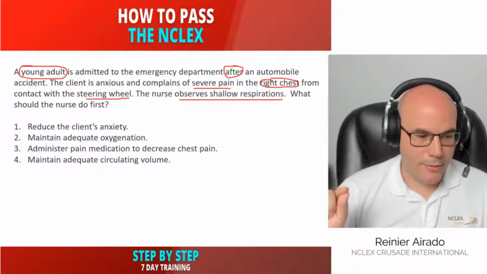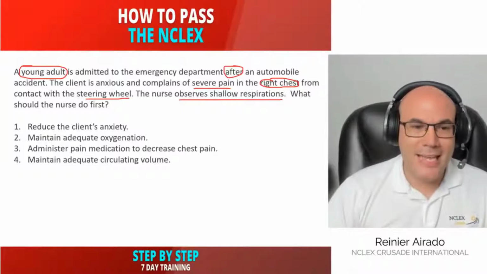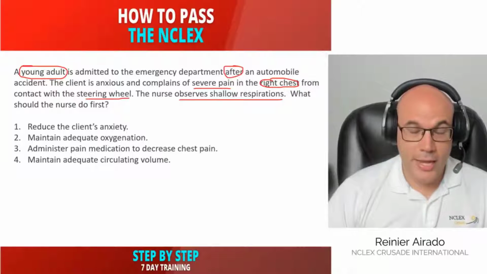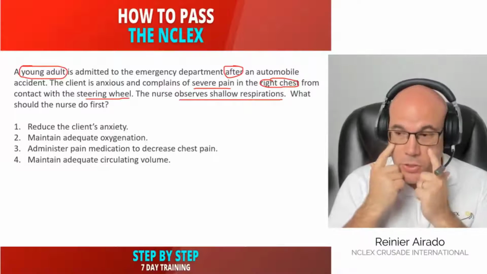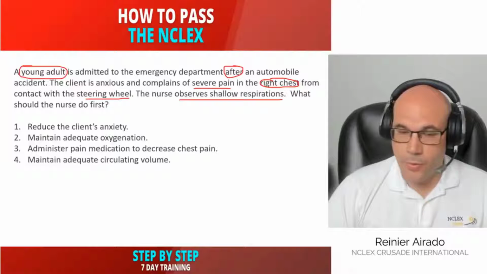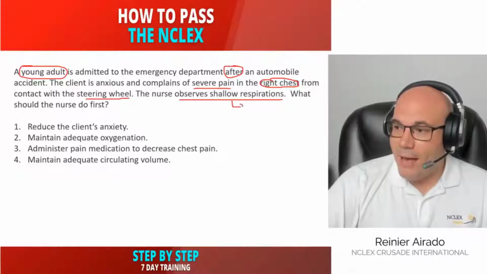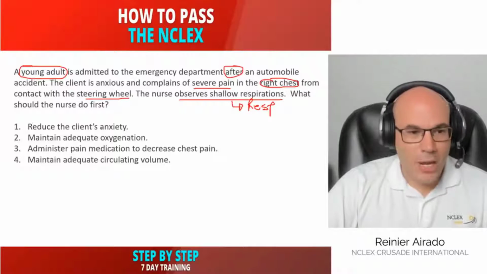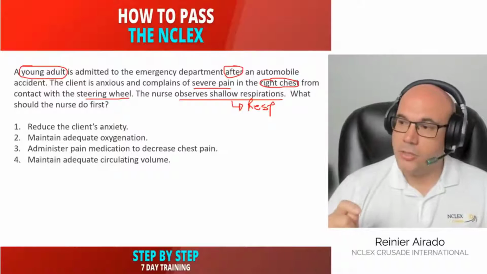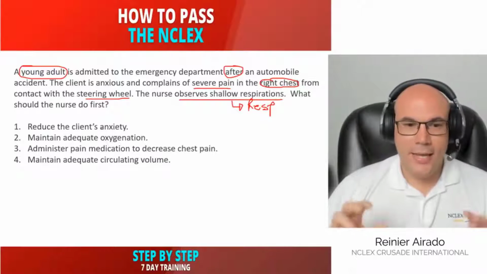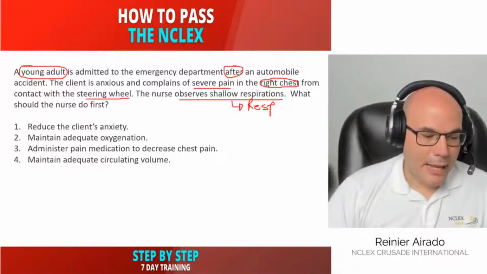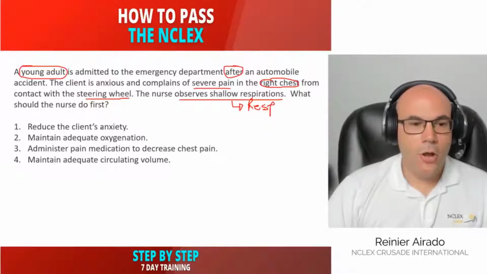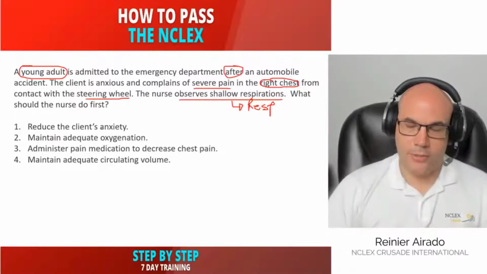Why is this important? The stem of the question is telling you that the nurse did an assessment. So we have a scenario where the nurse observes shallow respiration. This means we have a respiratory problem. So what is the priority for me as the nurse in a respiratory problem? You see, now you have a clear picture of what is happening. It makes a lot more sense than before because we've taken the time to review the question.